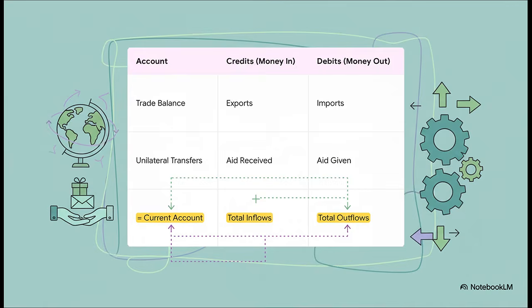So looking at our growing ledger here, we can just add a new row right under the trade balance for these transfers. Aid received is a credit, aid given is a debit. Add those two rows together and voila, you have the current account. We're starting to get a much clearer picture now.